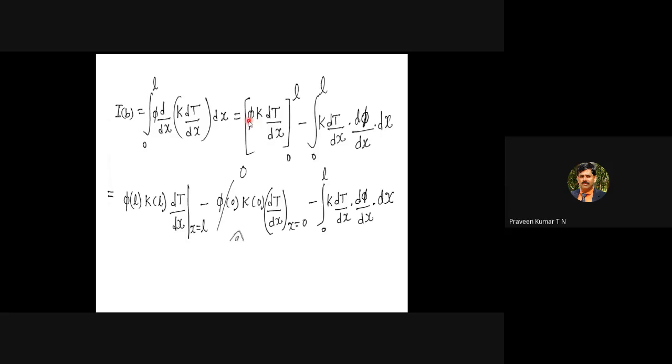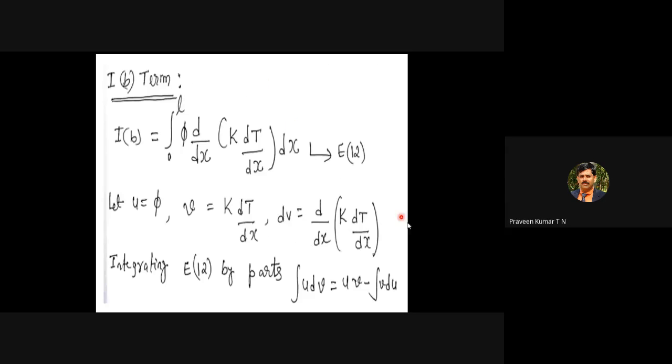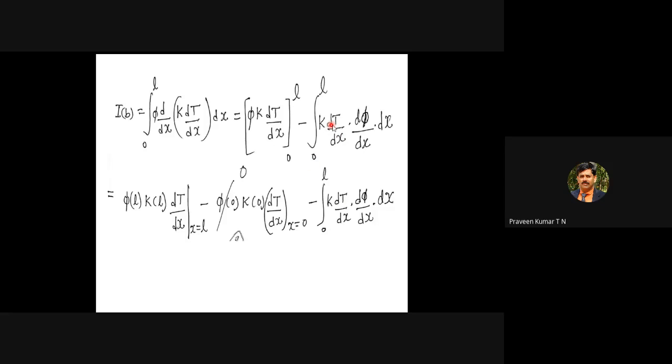So u is the first term, phi, and v is k into dt by dx. The integration limit is 0 to L. The second term is the integration of v into du. So the integration of v into du: v is k dt by dx, and du is d phi, where u is phi, so du is d phi by dx into dx.